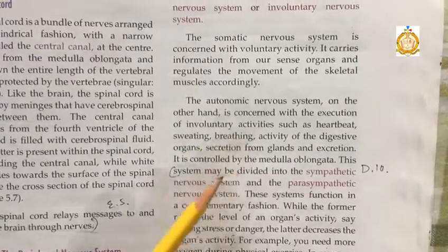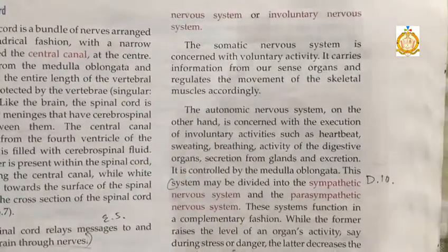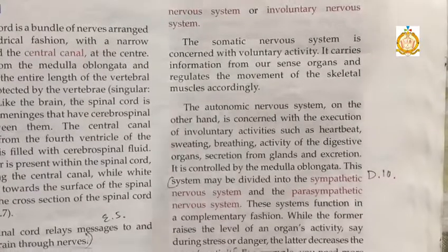Next is the autonomic nervous system or the involuntary nervous system, whose activities are not under our control.